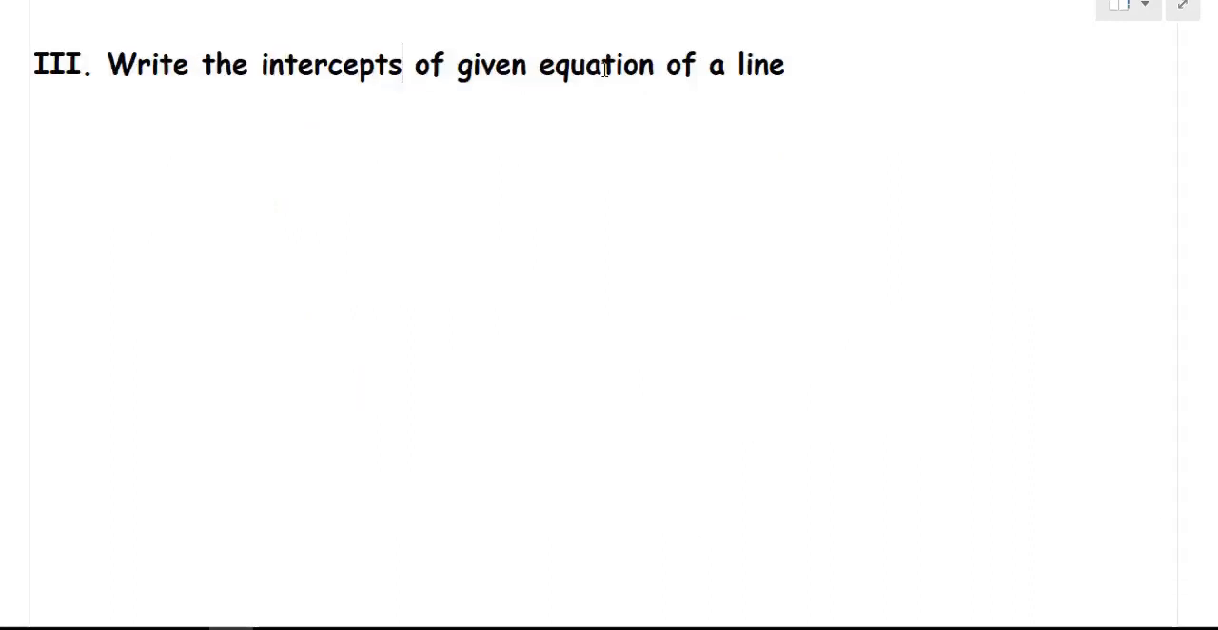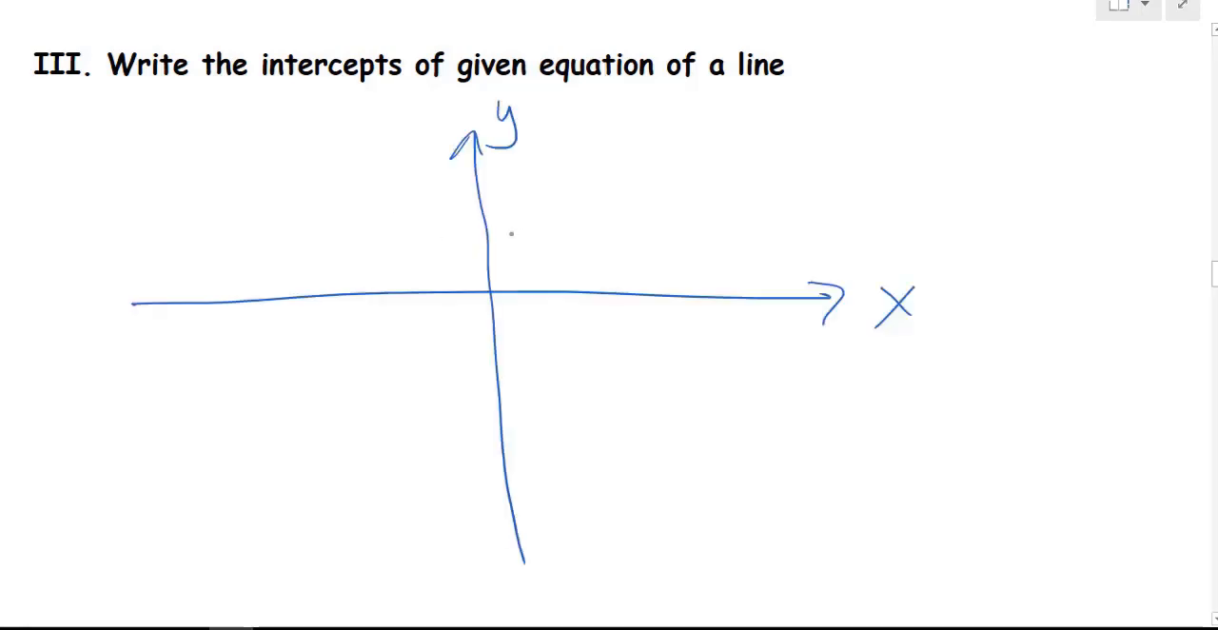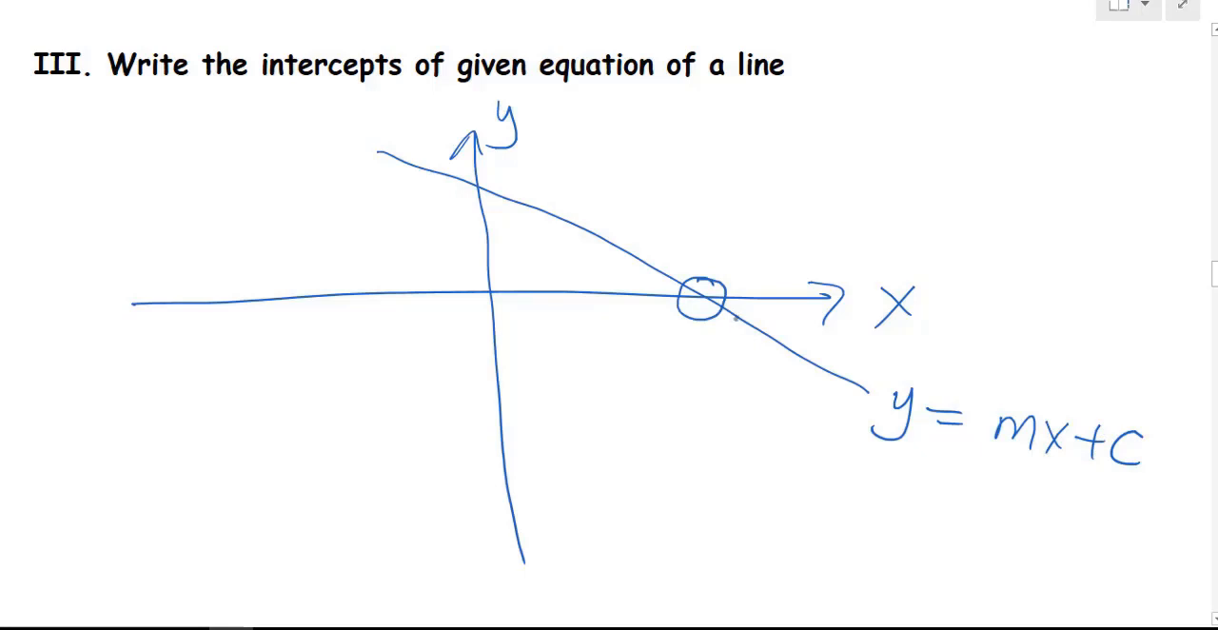In the third part of the lesson, we are going to determine the intercepts of a given equation. If we are given a straight line whose equation is y equals mx plus c, we are going to realize that the graph cuts the x-axis at a given point. The coordinate at this point can be termed as (a, 0), whereas the same graph cuts the y-axis at the point (0, c). These 2 points are referred to as the x-intercept and the y-intercept respectively.